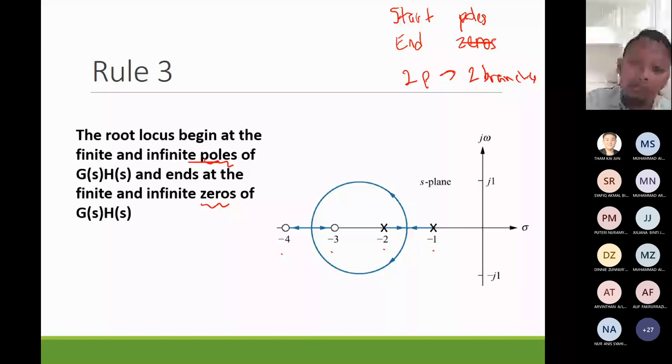So here we can sketch like maybe this one, it goes to this zero, and then this pole, it can go to this zero. Okay. So why is it circle in shape? Later on, there will be more rules that justify the shape to be a circle. Okay, so what you need to know is that for rule number 3, the root locus always starts at poles and then ends at zeros.